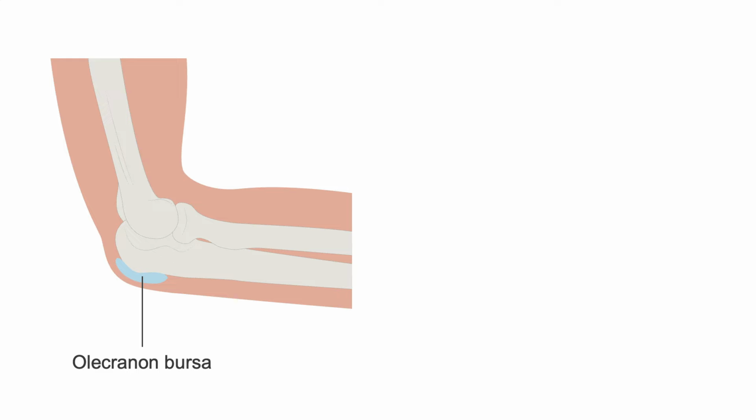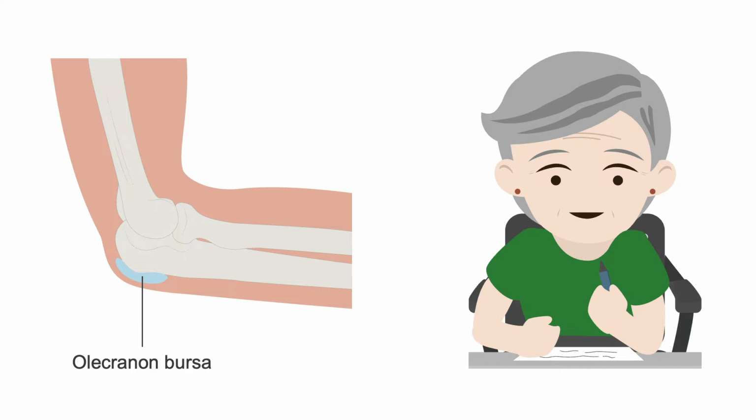The olecranon bursa is located over the extensor surface of the olecranon, and it is very superficial. Constant pressure on the elbows, for example when resting the arms on a table or chair, irritates this bursa.